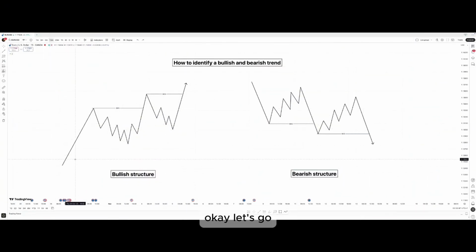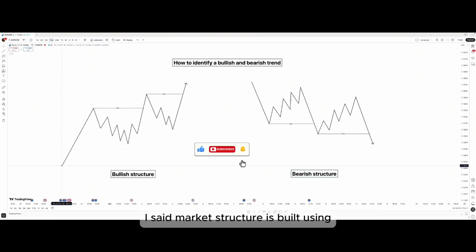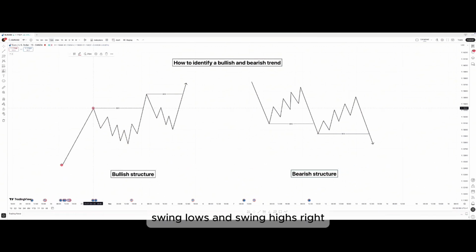Okay, let's go. Before we start, remember in our previous video, I said market structure is built using swing lows and swing highs, right? If you don't know what your swing points are, just check out our previous video, you get a clear understanding on that.